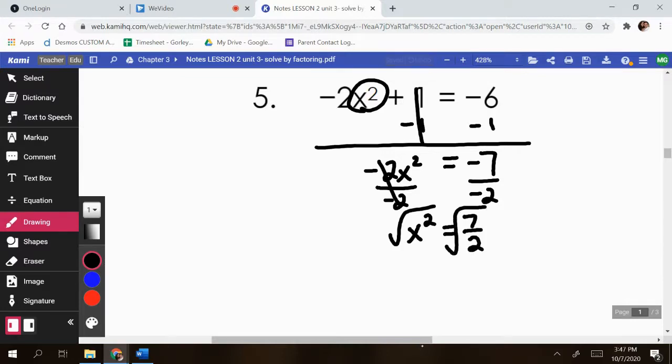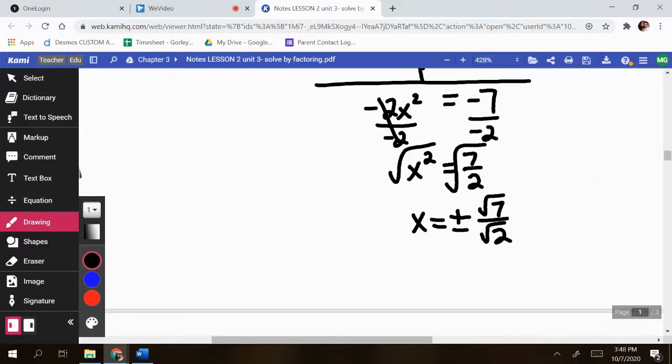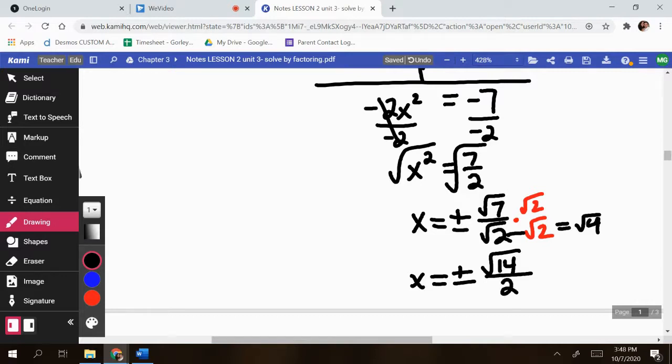Square root both sides. We get x equals plus or minus the square root of 7 over the square root of 2, which I cannot leave as an answer because it's got a radical in the denominator. So I have to rationalize. Multiply top and bottom by the square root of 2. So we get x equals plus or minus the square root of 14 over, well, let's see, this would end up being the square root of 4, which reduces just to 2.